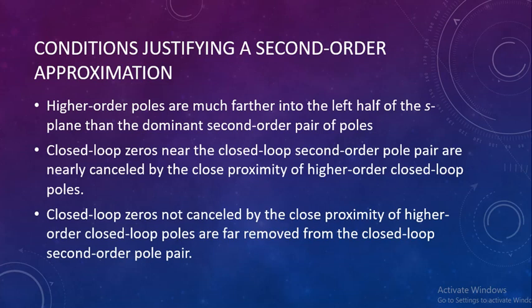And the third one is that closed loop zeros are not cancelled by the close proximity of higher order closed loop poles, but are far removed from the closed loop second order pole pair.